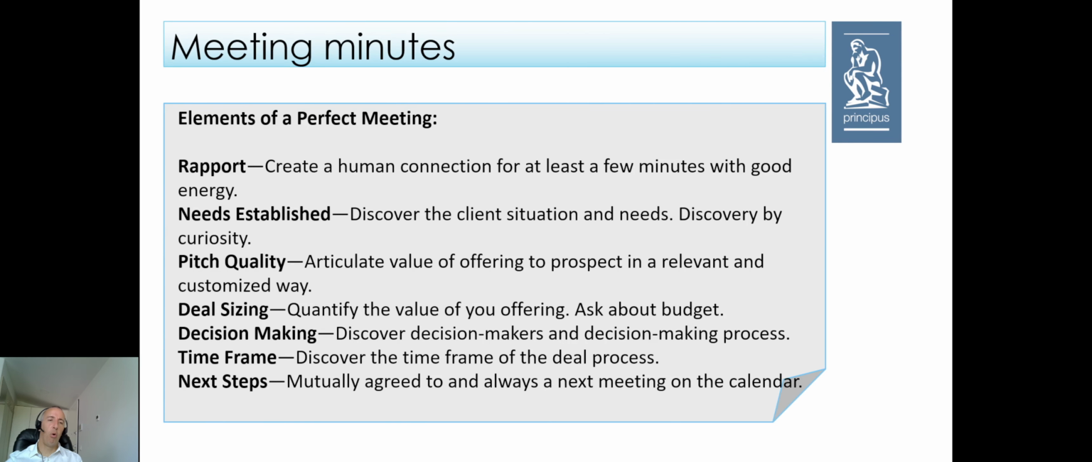For a good sales call, the elements of a perfect meeting can be summarized in a way that one VC found used them to estimate the quality of sales calls. They look for: was there any rapport? Were the needs established? What was the pitch quality? Did we get the deal sizing? Did we learn about the decision making? Do we have time frame? And were the next steps agreed?